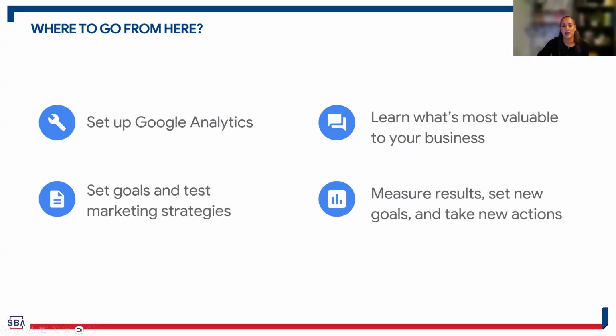And where do you go from here? The first thing you're going to do is set up your Google Analytics. And then you're going to start to set goals for your marketing strategies, and then start to learn what's most valuable to your business. And then you can measure. So you set your starting point, understanding how your people are behaving, setting your goals, executing your campaigns. Sometimes you have to test things, right?